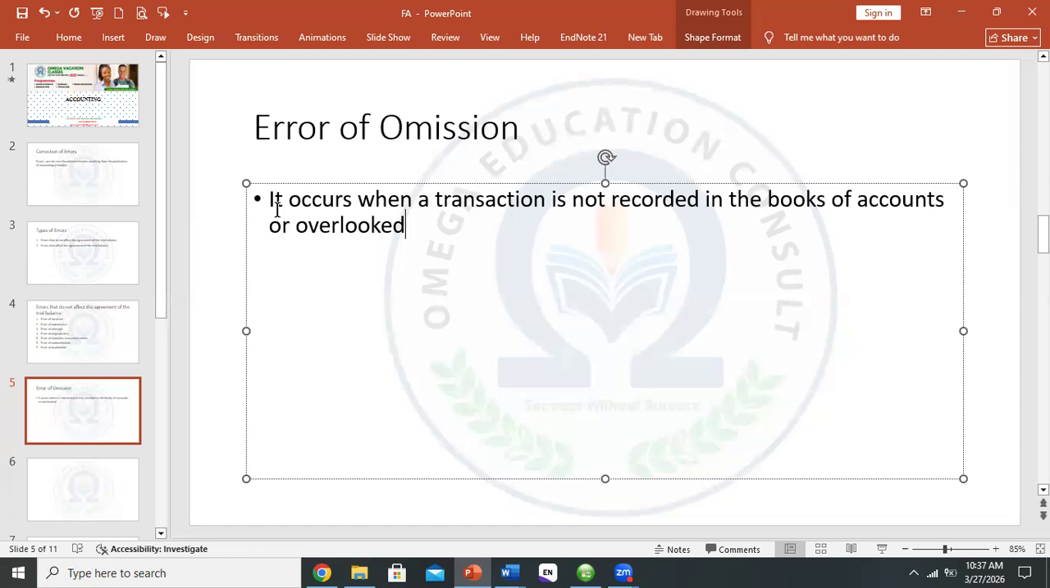How do you correct it? It's very simple. The transaction was not recorded. So to correct the error, you have to record the transaction by passing the right double entry. The right double entry here means you will debit one account and credit another account, depending on what transaction you have at hand. I hope we are not confused.